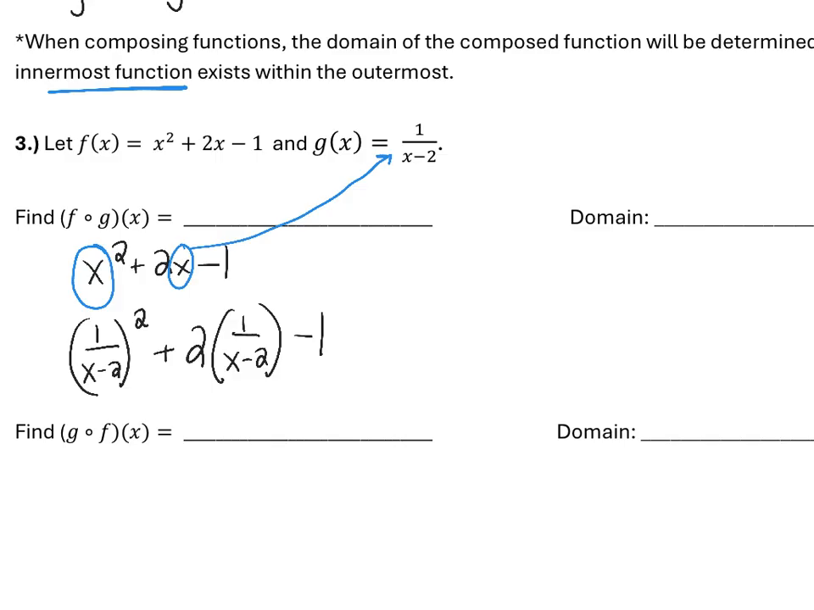I'm not going to do a ton of simplification here. We're going to get it mostly simplified. The only thing you really need to do to simplify is just multiply in this 2. So I'd accept your answer like this: 1 over x minus 2, that quantity squared, plus 2 over x minus 2 minus 1. Okay, and you can leave it like that.